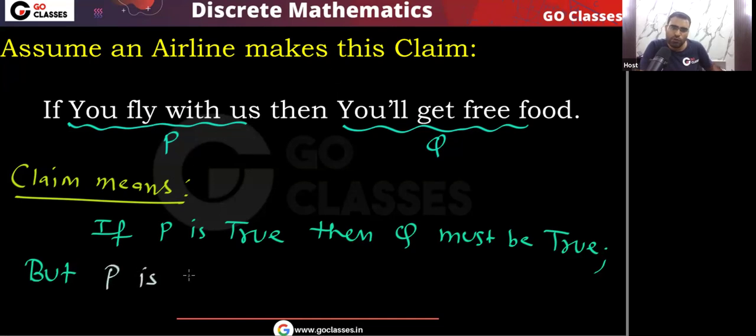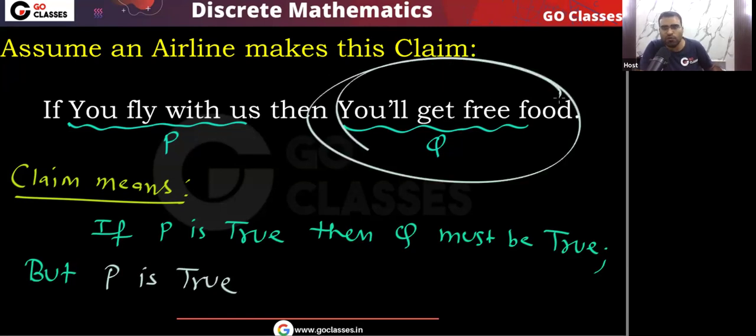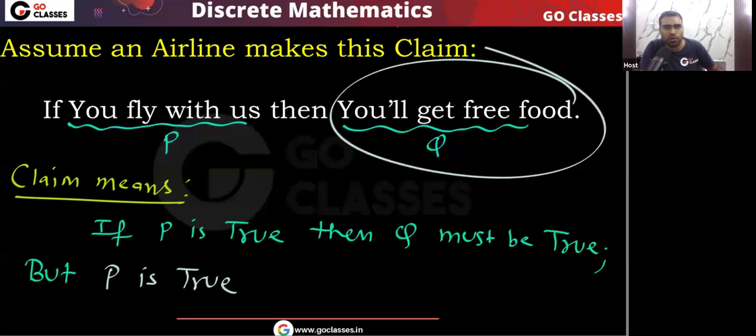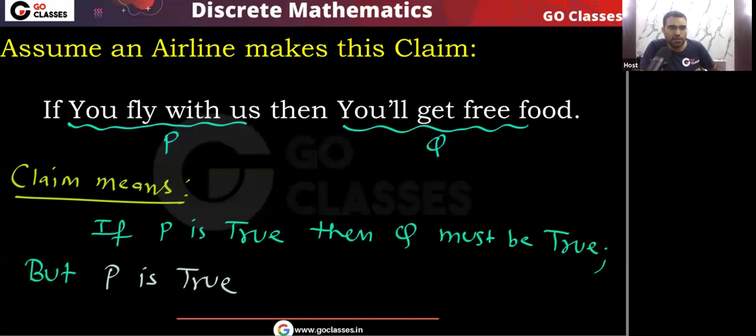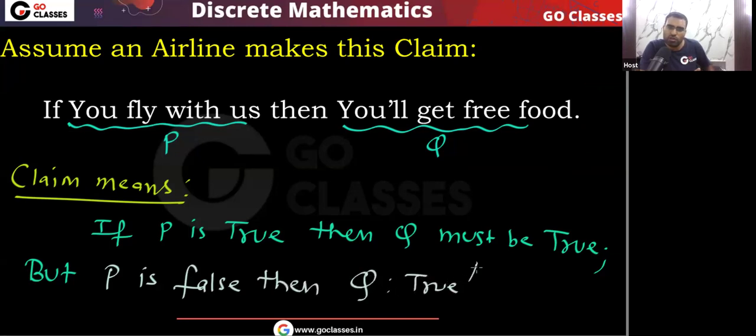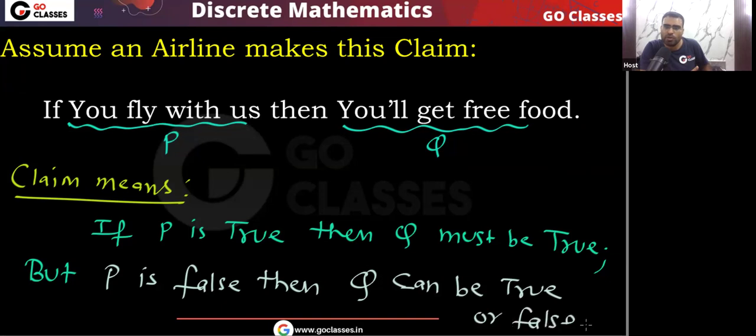Yes or no? If you don't fly with SpiceJet, then maybe you can get free food, or maybe you will not get free food. Maybe Air India can give you free food, or maybe Air India will not give you free food. So I can say if P is false, then Q can be anything. Q can be true or false. Yes or no? Very simple. I hope this point is clear.